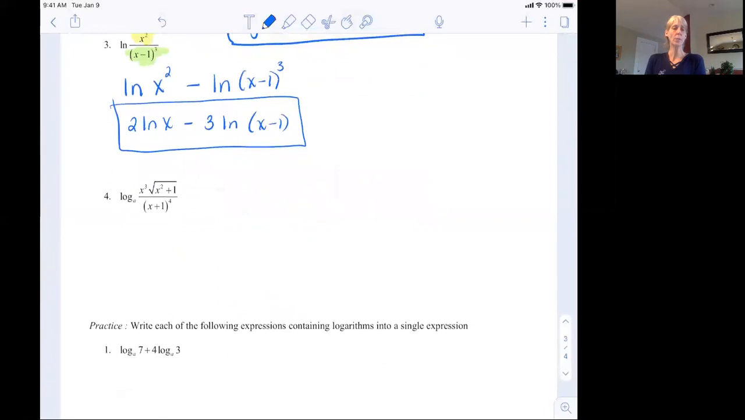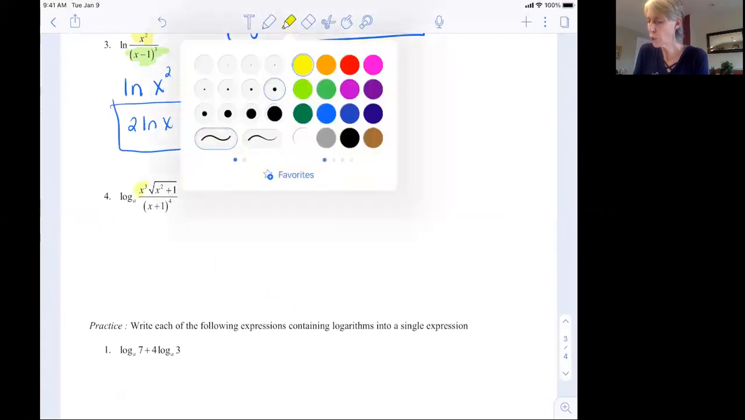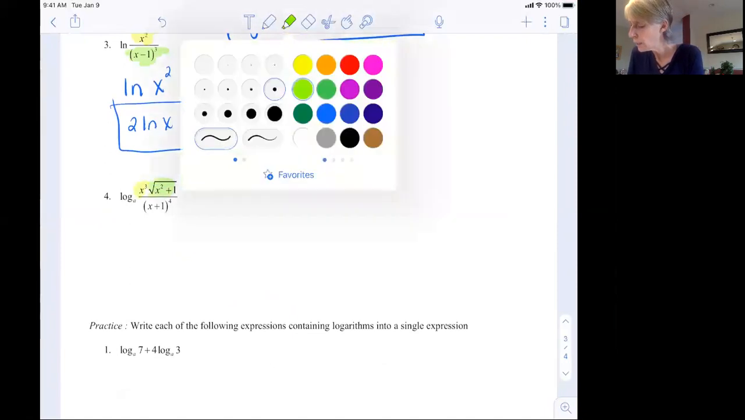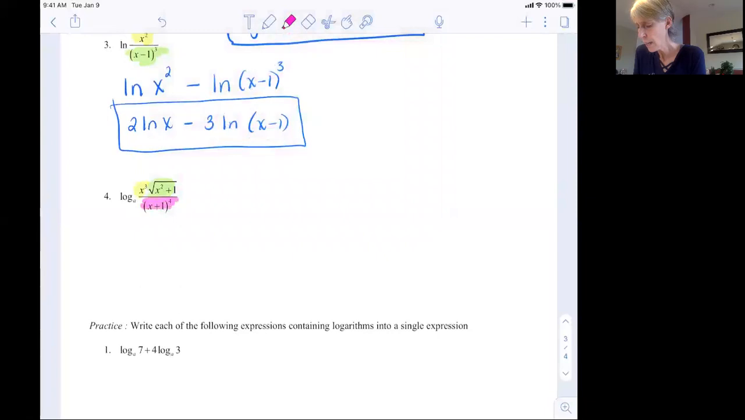In example 4, I have log base a of x cubed times the square root of x squared plus 1, over x plus 1 to the fourth. I just want to point out here, look at your factors: x cubed, times x squared plus 1, and x plus 1 to the fourth. I have 3 different factors. I'm going to see the word log base a 3 times. In between, the top is going to be a plus, and then you're going to subtract the bottom.